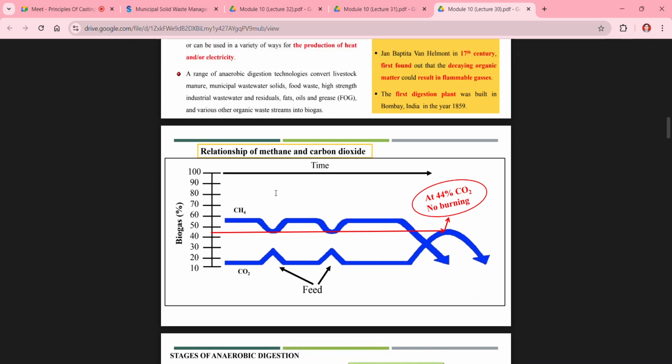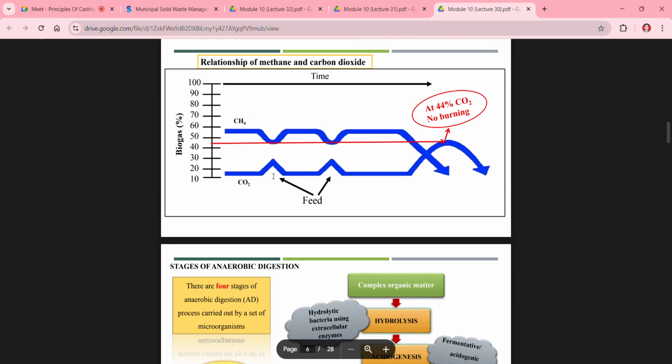When we talk about the relationship between CO2 and methane generation during the digestion process, if the amount of CO2 is at a higher level, like we can see in the graph, at 44% CO2 content there will be no burning. So the CO2 content produced during anaerobic digestion has to be lower than 44%. As we are not providing any external oxygen, the CO2 generation will be on the lower side as compared to the composting or vermicomposting process.